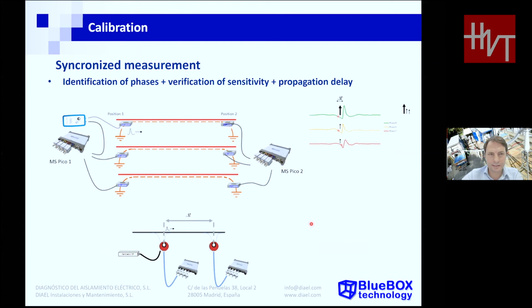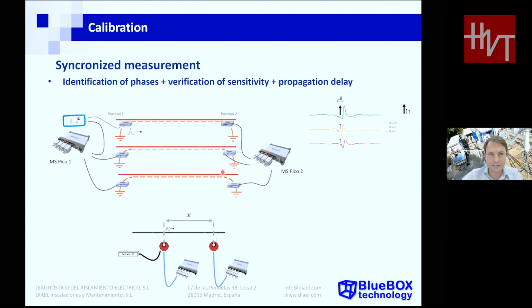And we have other calibrations, very important for synchronized measurements. The first is to verify that we are connecting the sensors in the same cable. If we put one sensor in one side and one sensor in the other side, we need to verify that we are not putting the sensor in a different phase, and we have a misunderstanding of the phases. So we will inject signal with the calibrator using the sensor, and we need to identify which of the sensors on the other side gets the maximum signal to verify the phases.